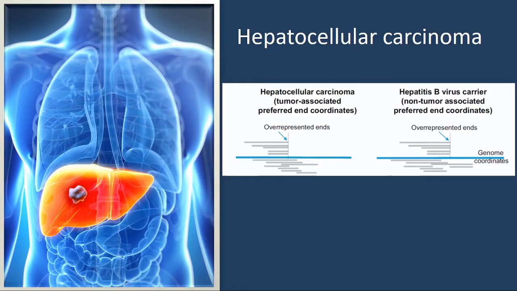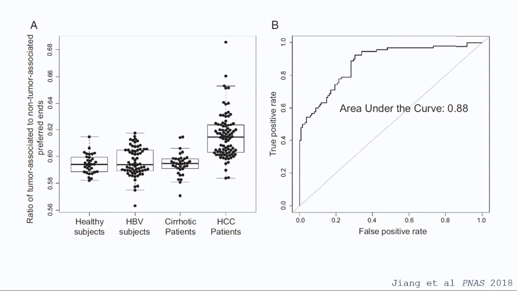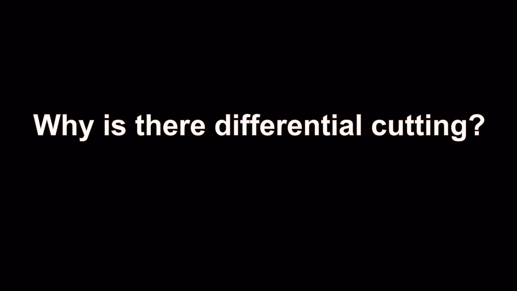Then we also moved on to hepatocellular carcinoma patients. We collected the plasma samples, and in this initial proof of principle study, we found about millions of sites that might be the preferred ending sites for liver tumor-derived plasma DNA molecules. And then when we look for the presence of DNA molecules with such tumor-preferred ending sites, you can see that they're enriched in the HCC patients compared with the non-HCC patients. And I'm going to end here, time is running out.